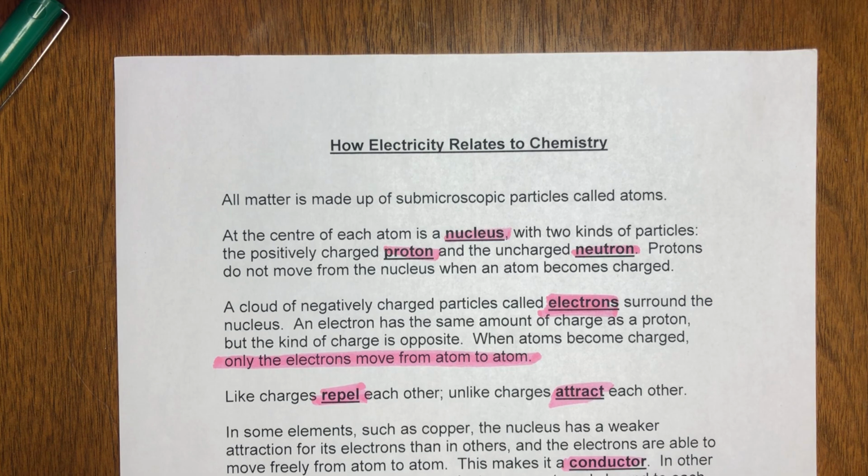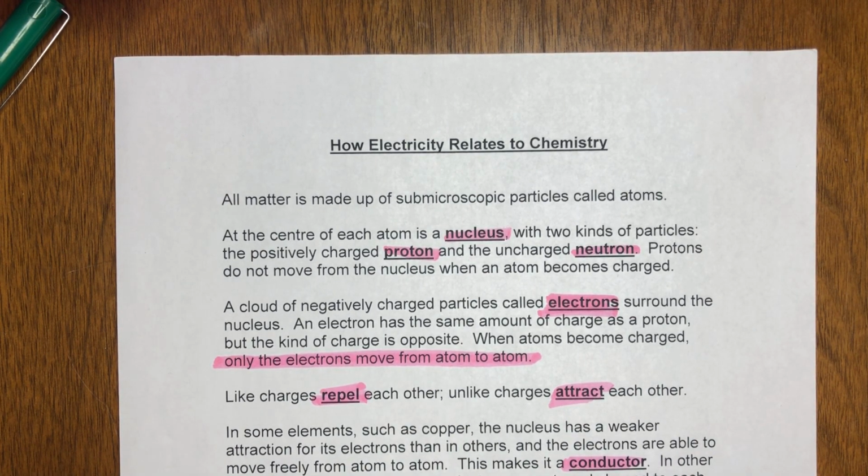In some elements, such as copper, the nucleus has a weaker attraction for the electrons than in others, and the electrons are able to move freely from atom to atom. This makes it a conductor. In other elements, such as sulfur, the electrons are strongly bound to each atom. This makes it an insulator.